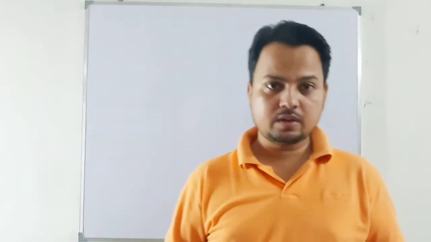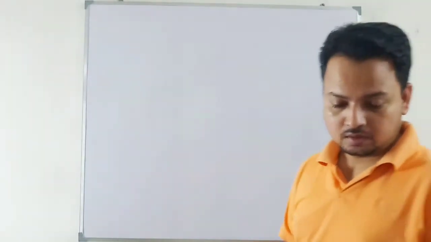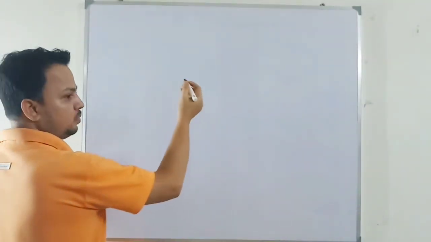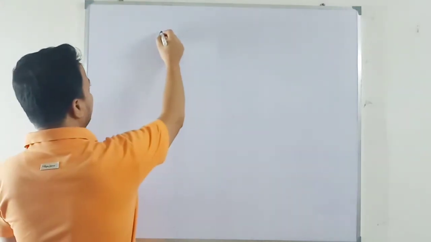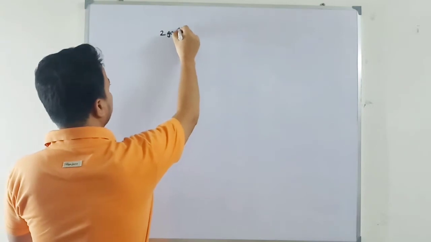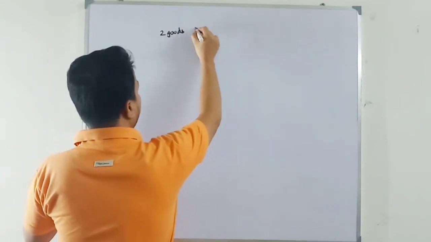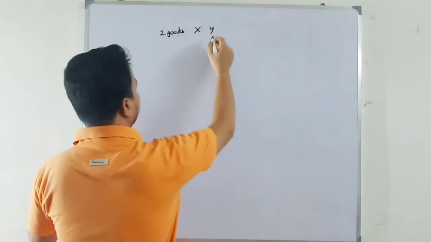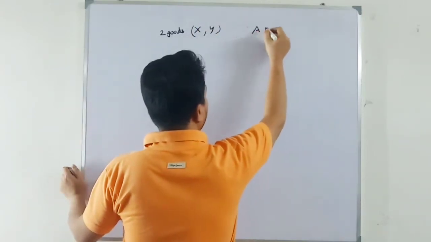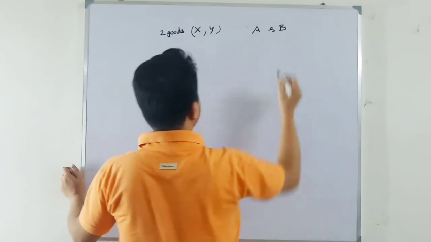So many students are facing problems in question number 3. Okay, so I am going to discuss that. The initial endowments of consumer A and consumer B are given. You have two goods, X and Y, and we have two agents, consumer A and consumer B.